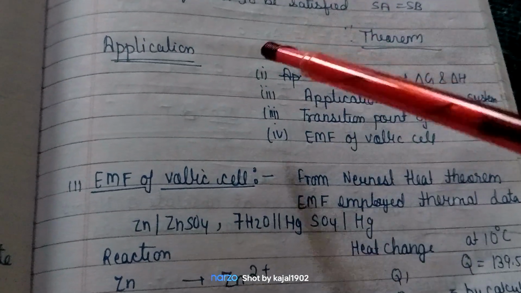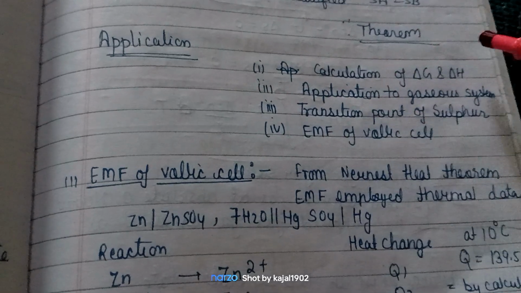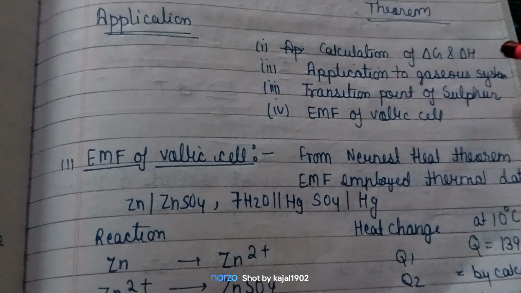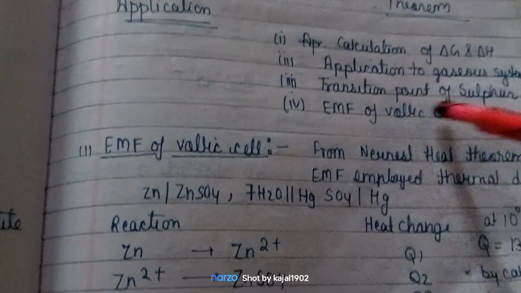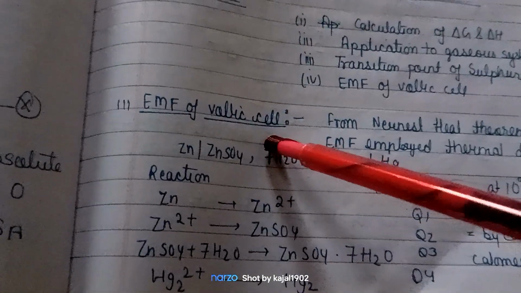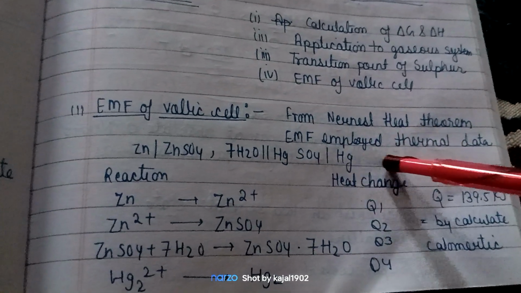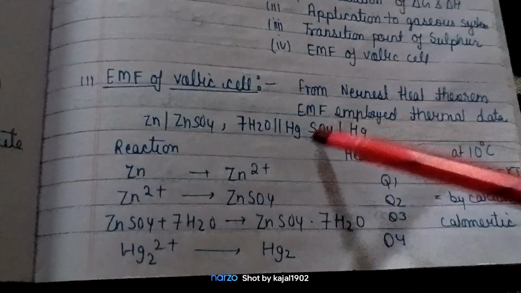Applications. What are the applications of Nernst heat theorem? Calculation of ΔG and ΔH, application to gaseous systems, transition point of sulfur, and EMF of the voltaic cell. So here we come to the EMF of the voltaic cell from the Nernst heat theorem. EMF employs thermal data, the reaction and the heat change.